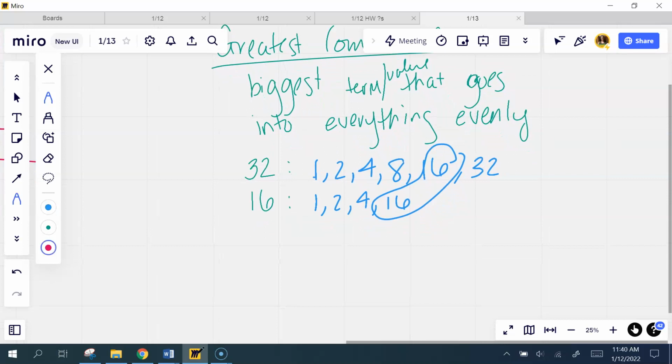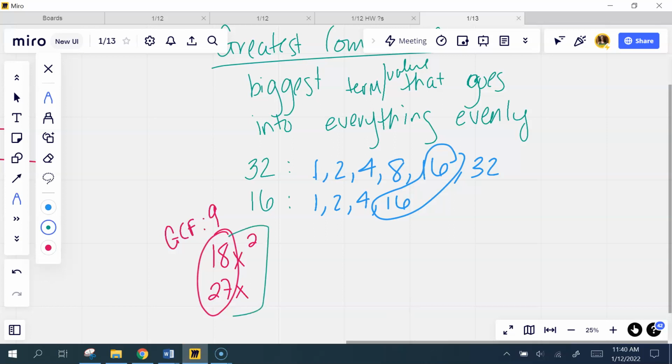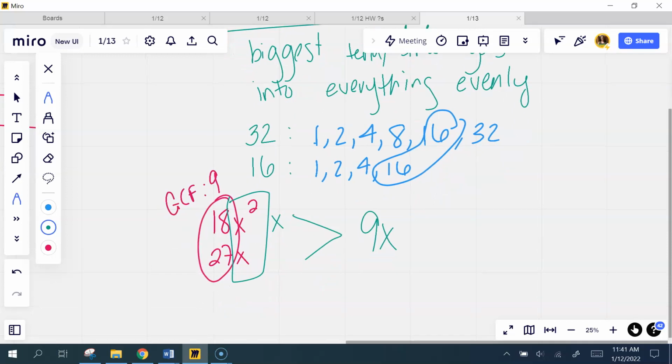If I threw some variables in there, maybe I said 18x squared and 27x. What's the greatest common factor? Well, what I'd want to do is look at the coefficients first and find the GCF there. And the greatest common factor, the biggest thing you can divide both of those coefficients by, would be 9. But the GCF of the variables, I could actually divide both of them by x evenly, right? So my GCF here for the two terms would be 9x.